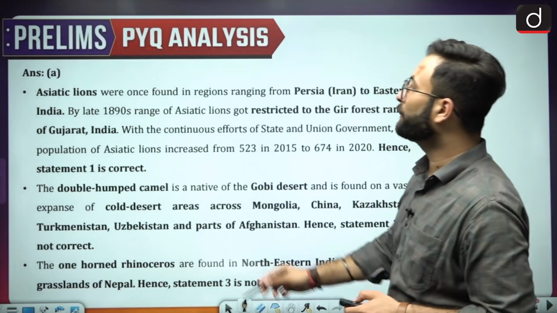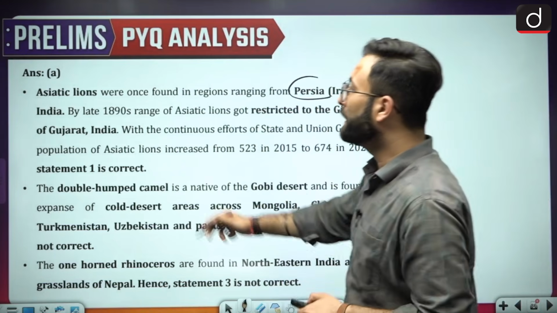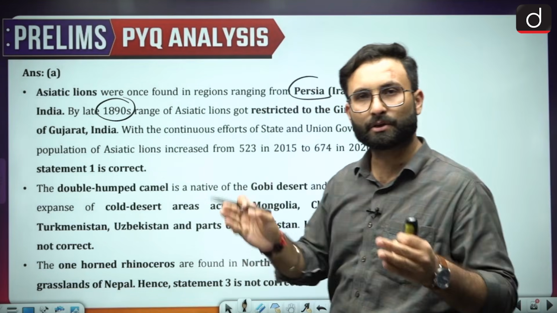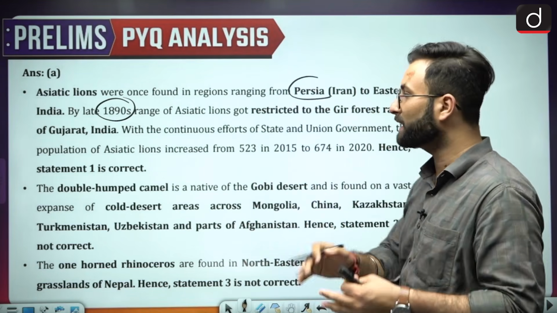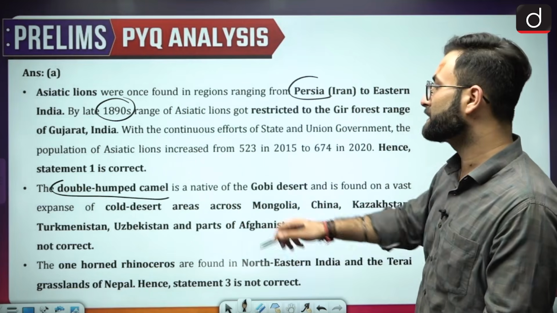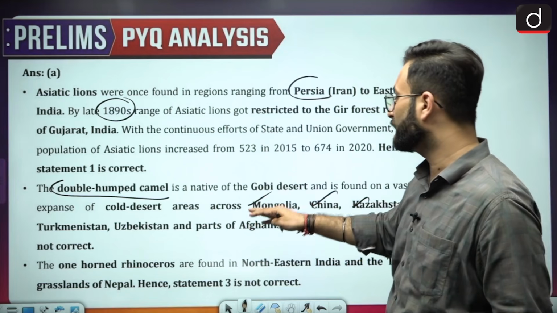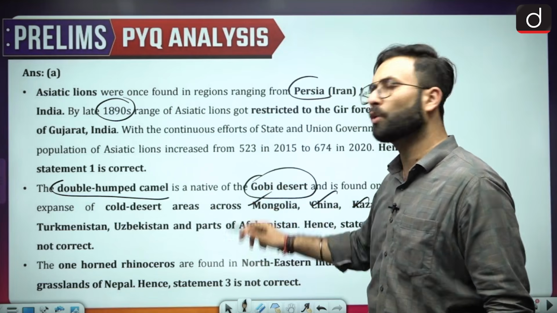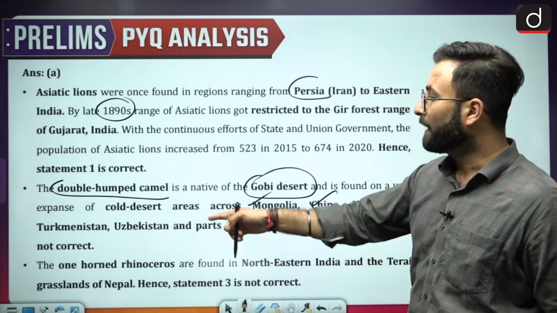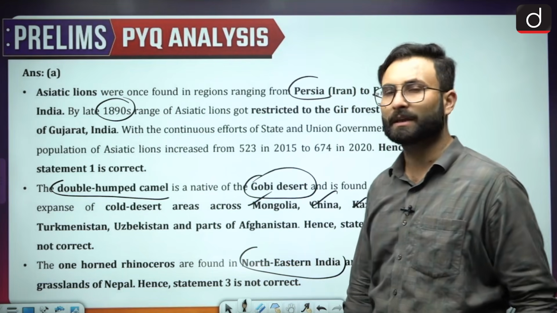Asiatic lions were once found in the regions ranging from Persia to Eastern India as well, but by the 1890s this has been restricted to the forest of Gir in Gujarat. Coming to the next one, the humpbacked camels are found in cold desert areas like Mongolia, China, Kazakhstan, Turkmenistan, Uzbekistan and parts of Afghanistan, and are native to the Gobi desert in China. Okay, one-horned rhinoceros are found in northeastern India and the Terai grasslands of Nepal as well.